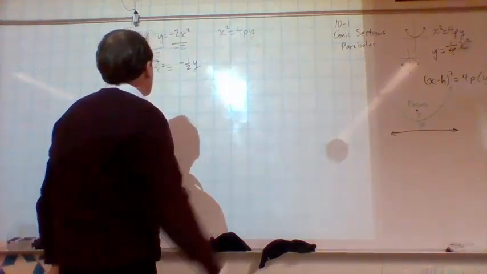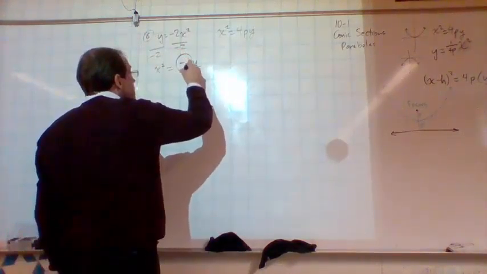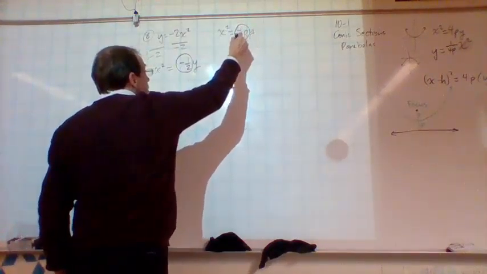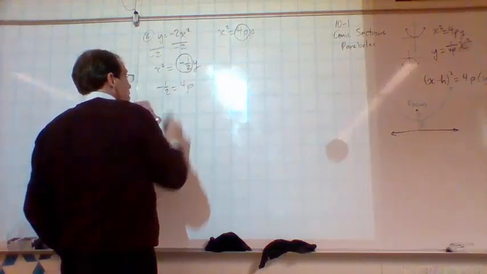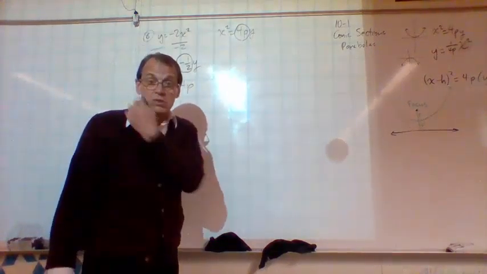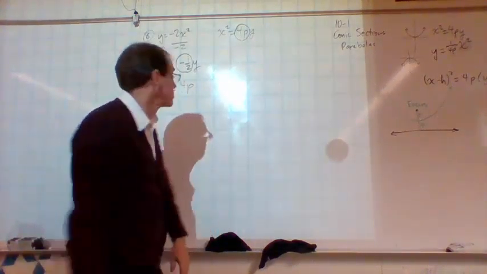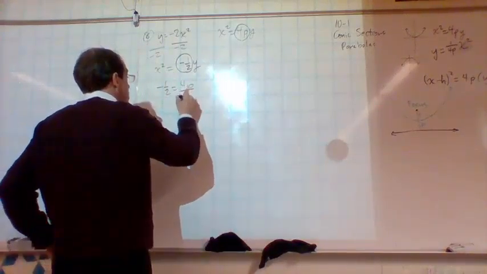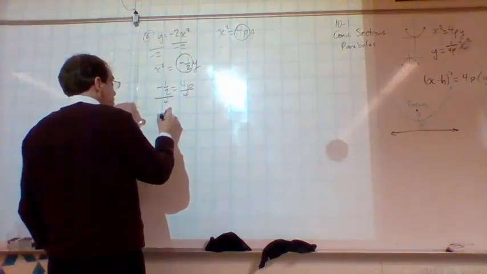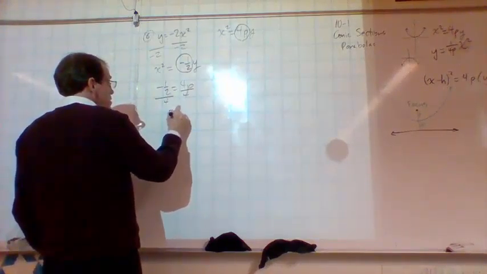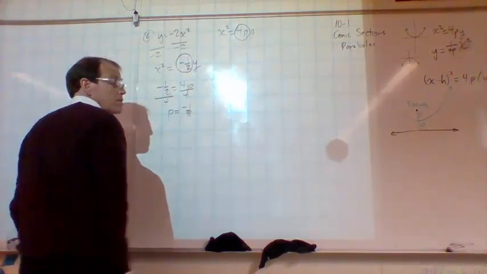So now I know that this is equal to 4p. So I'm going to say negative 1/2 is equal to 4p. So I wonder what p is equal to. Well, I've got to divide by 4. 1/2 divided by 4 is going to be 1/8. So p is equal to negative 1/8.